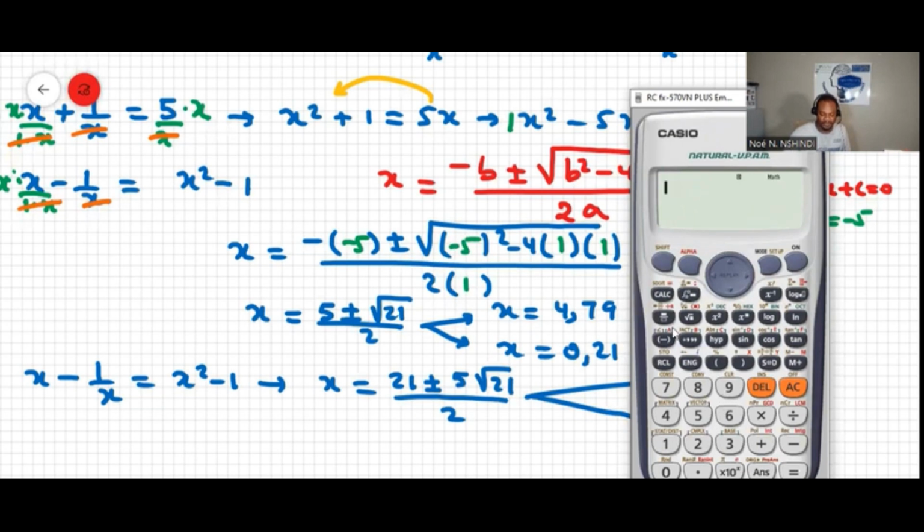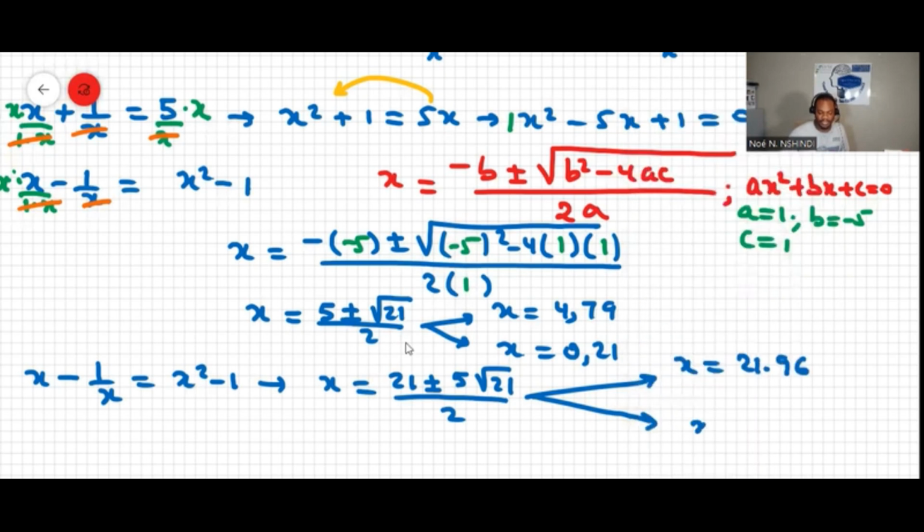I need to start over. That makes 5 minus the square root of 21 over 2. This answer raised to the power of 2, equal that, and then if we minus 1 from this answer and press equals, we get negative 0.96. So x equals negative 0.96. Those are the two solutions.